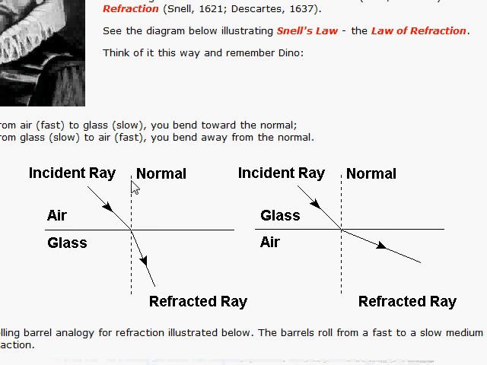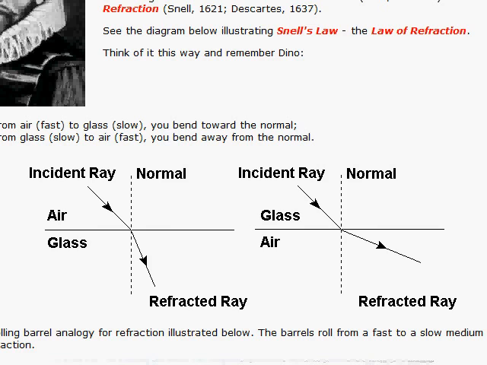The normal is your dotted reference line, which is perpendicular to your interface, so that you have a cross formation with a right angle or a 90-degree angle here. When you go from a slow medium to a fast medium, the light bends away from the normal. So a slow medium means light travels slow, a fast medium, light travels fast.